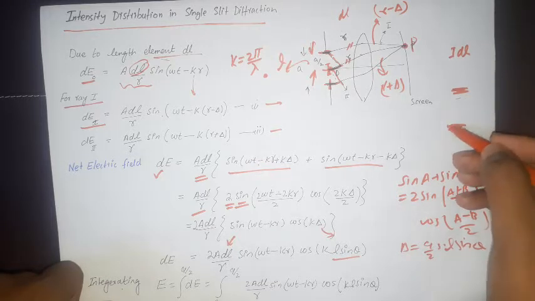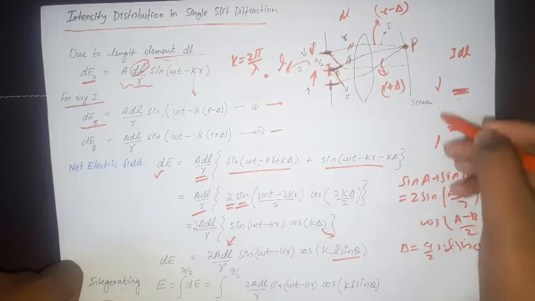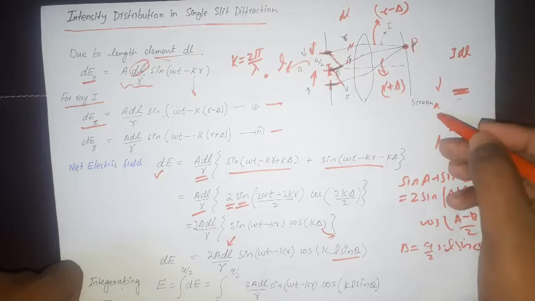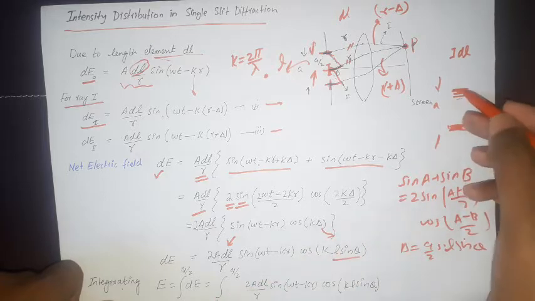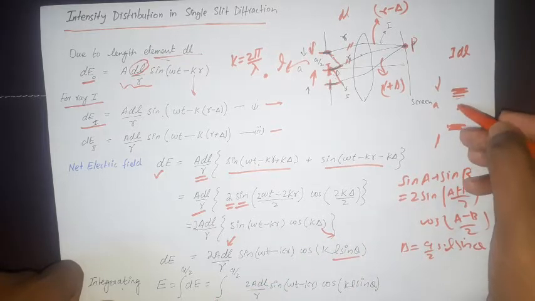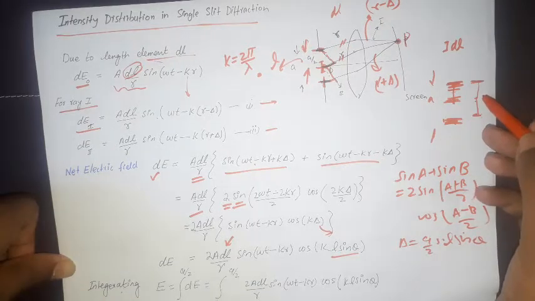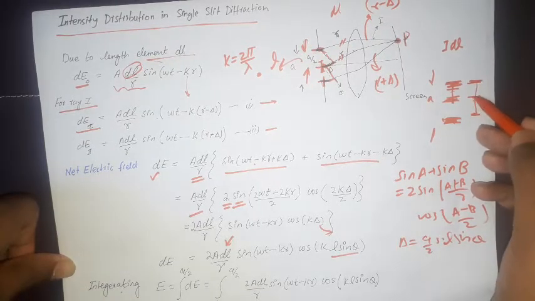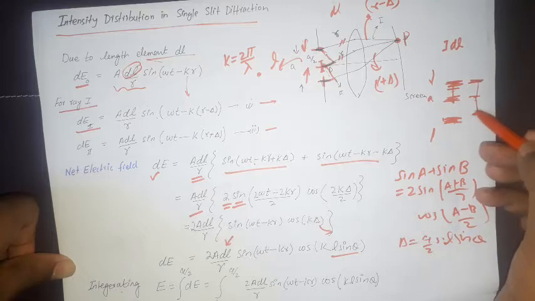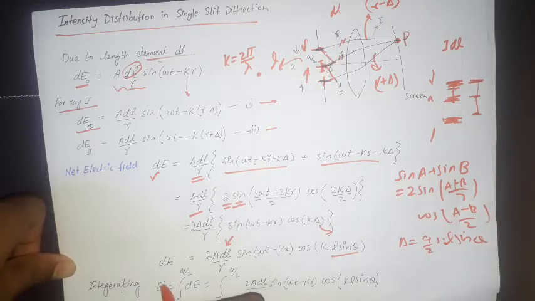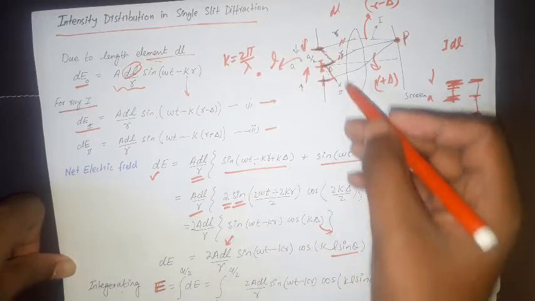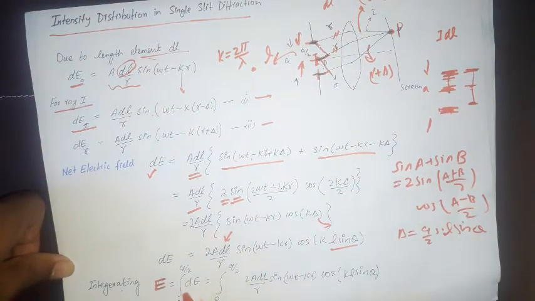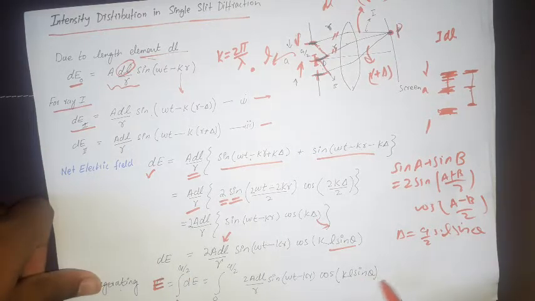But look here, this entire length is a, but we don't need to integrate it over a, because if I take this portion, this result is for the upper portion and lower portion. So all we have to do is to integrate over only this portion. If E is the net electric field due to all the waves that are originating from this slit, I can integrate from 0 to a by 2.